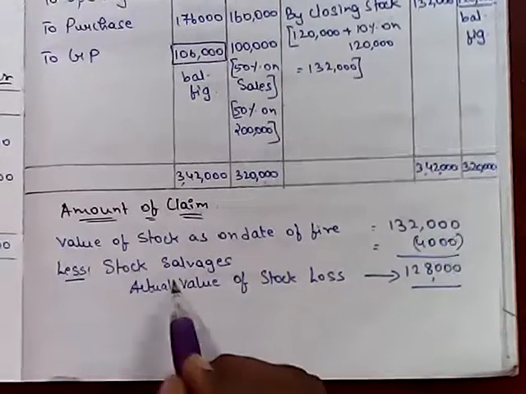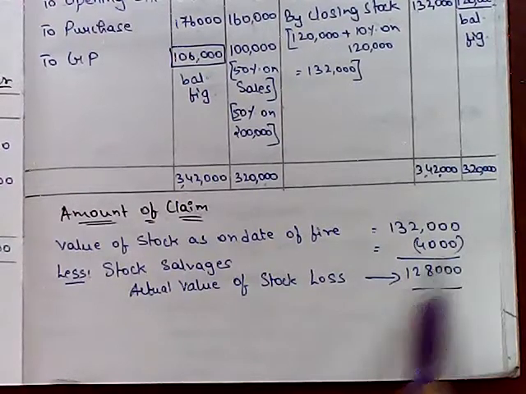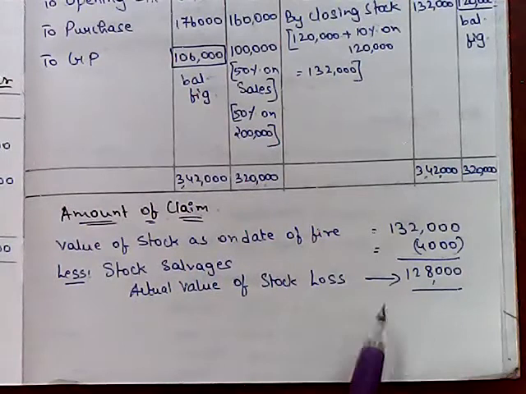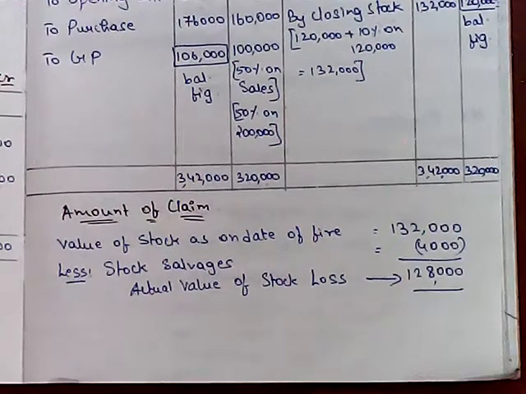Less stock salvaged, which is given as 4,000. So 1,32,000 minus 4,000 is 1,28,000. This is the actual value of stock loss. So this is what they are asking us to find in the question. Very simple.